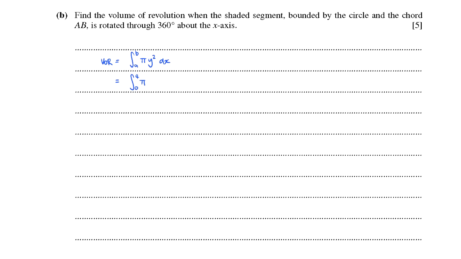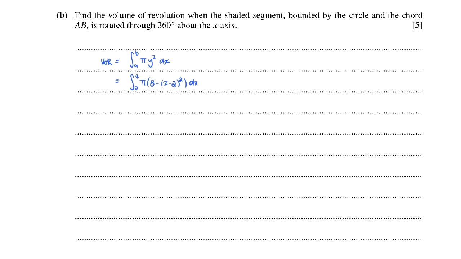We can do a simple rearranging of the circle equation to replace the y squared. y squared is going to equal 8 minus (x minus 2) squared. So we should put that in brackets because that's the whole of y squared. So it's going to be 8 minus (x minus 2) squared, close brackets, dx.